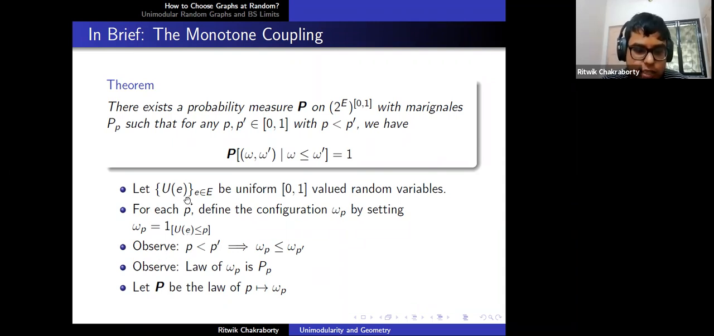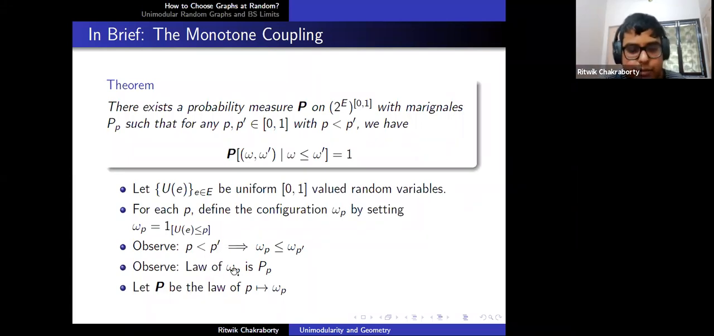What that means is that these sequences of random variables basically give you a bunch of labels on your edge set. So it's a 0-1 valued label on all of your edges. So how do you form this configuration? You visit each edge, you look at the label. If it is less than or equal to p, you include it in your graph. If it's greater than p, you don't.